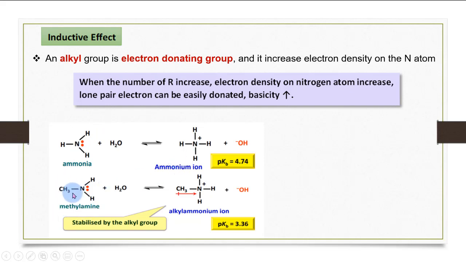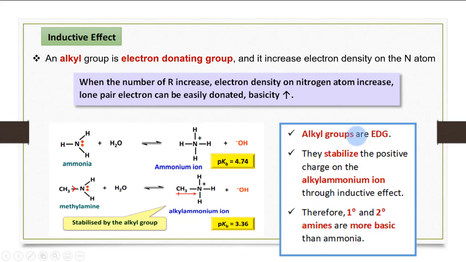Methylamine has one alkyl group. This is your primary amine. The presence of EDG, the electron donating group, will donate electrons towards this nitrogen, making it more able to donate out its lone pair. Therefore it stabilizes the alkyl ammonium ion form. This ion is stabilized by the presence of EDG. So alkyl groups are electron donating groups. They stabilize the positive charge on the alkyl ammonium ion through the inductive effect.